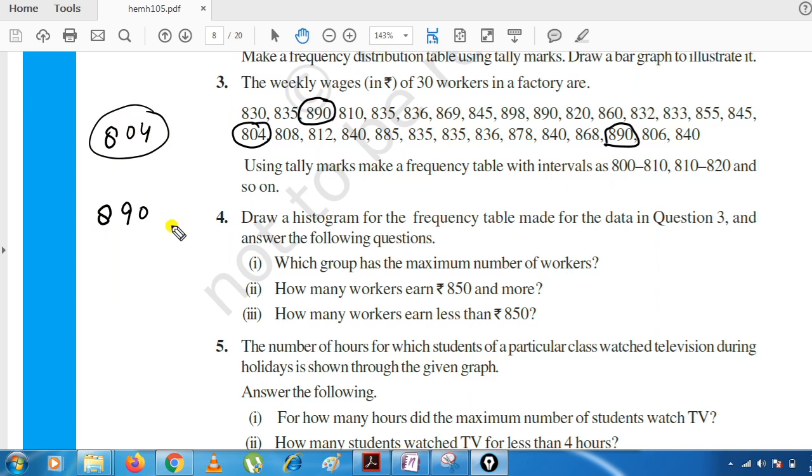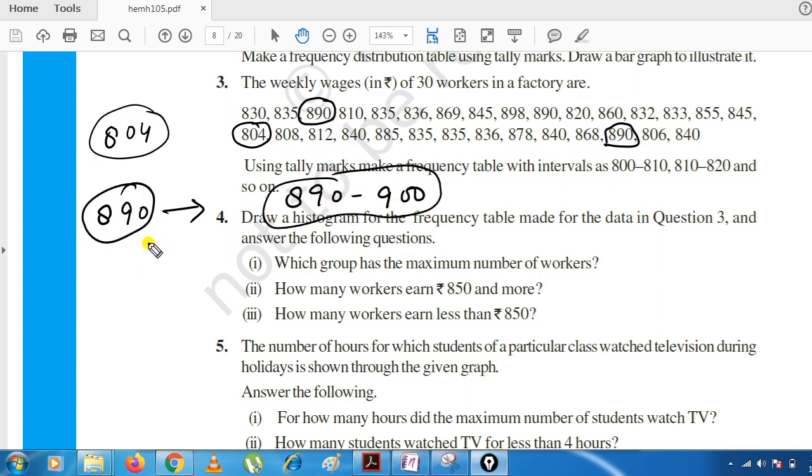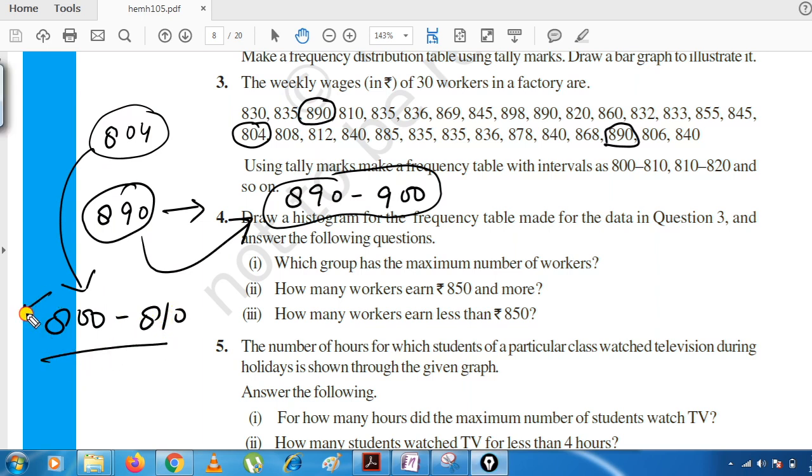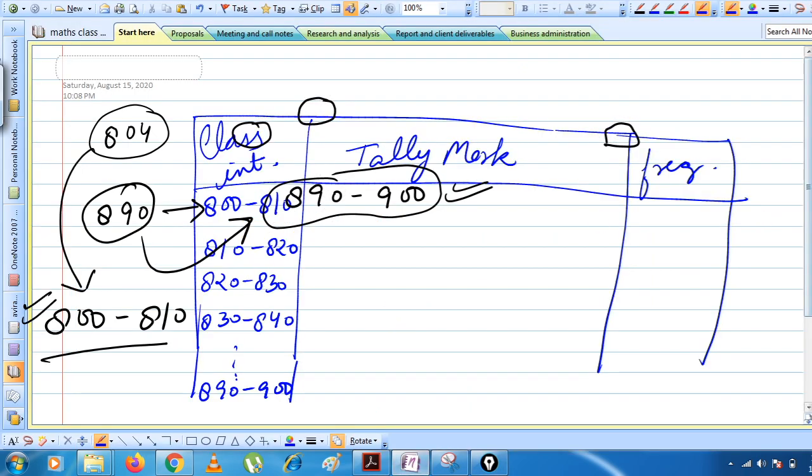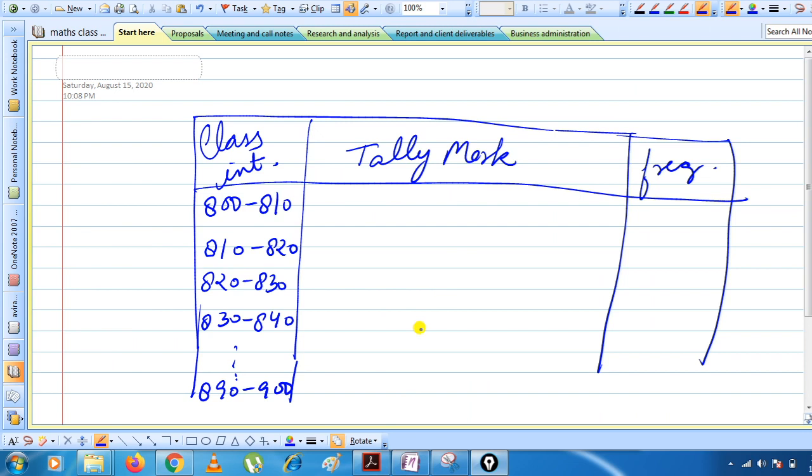Then in that case, what class intervals should you have? You should have the largest class interval of 890 to 900, because 890 will come in this category only. And what about 804? 804 will come in the category 800 to 810. So I started making from 800 to 810, and the last class interval which I made is 890 to 900. Like you can see here, again I will show you that page. Yes, here you can see up to 890 to 900 I will mark here.